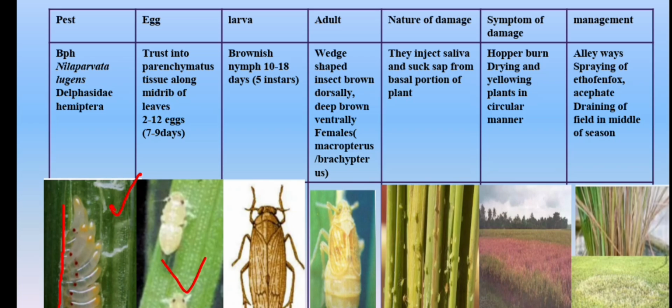And coming to the adult, you can see these two are adults. These two are adult insects. These are generally wedge shaped, as the name itself denotes, brown plant hopper. The adults are brown in color dorsally and deep brown ventrally, and females have 2 types of wings.